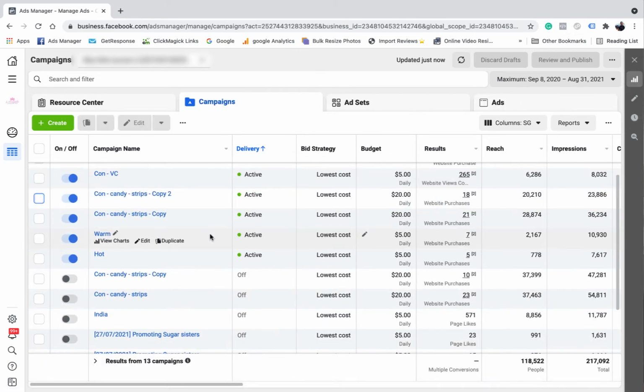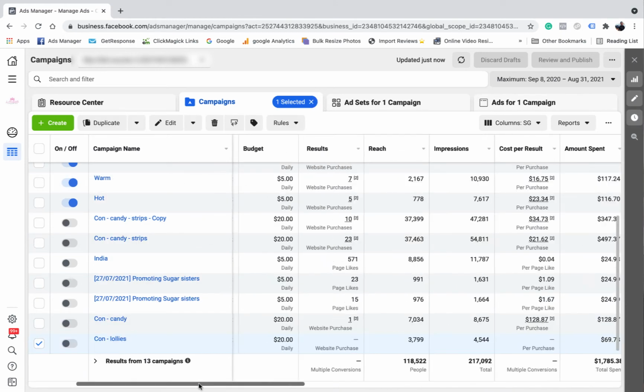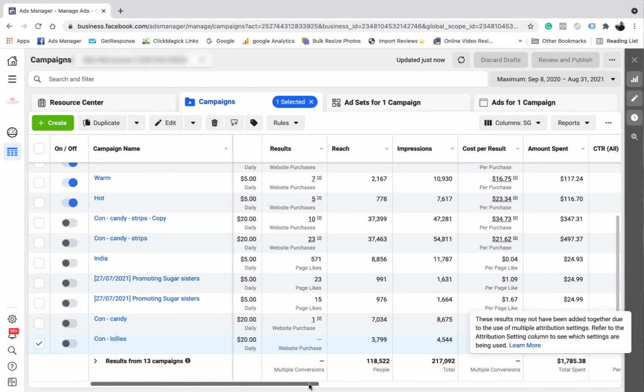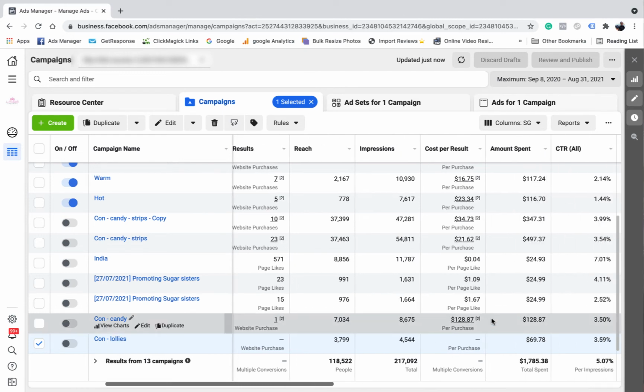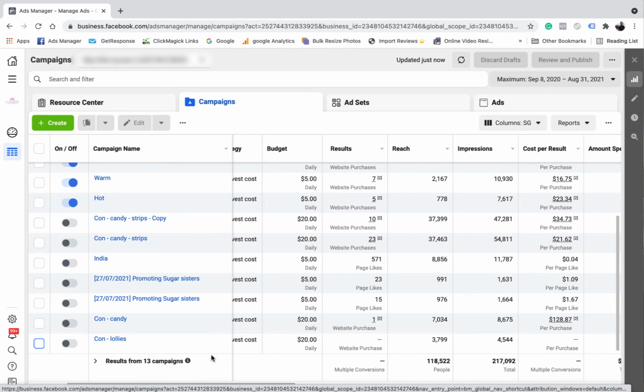Because when you're first getting started, like these ones down here, I had to leave running, you know, at $20 a day, I left that one running for nearly 4 days before I turned it off because it wasn't getting results. This one here I left going for nearly 7 days, so I just needed more data.